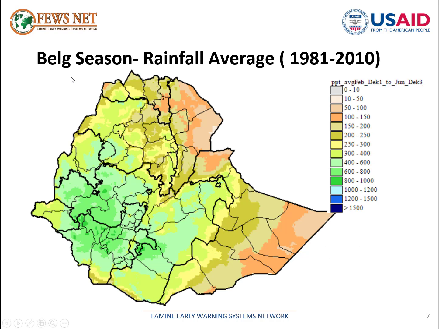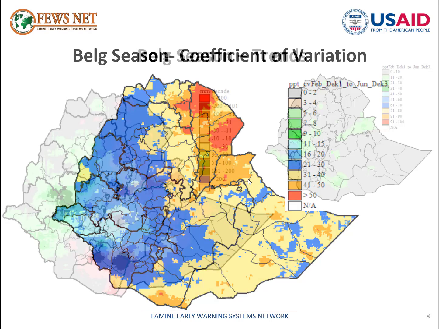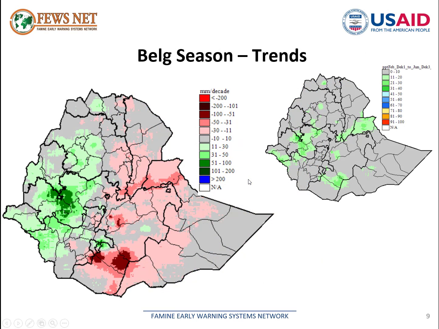So this is the average rainfall for the belg. This is the variability. Again, this is from February to June. This is the coefficient of variability. This is the trend using the GeoClim trend function. So we see clearly the difference, mainly during the belg, in the belg regions.